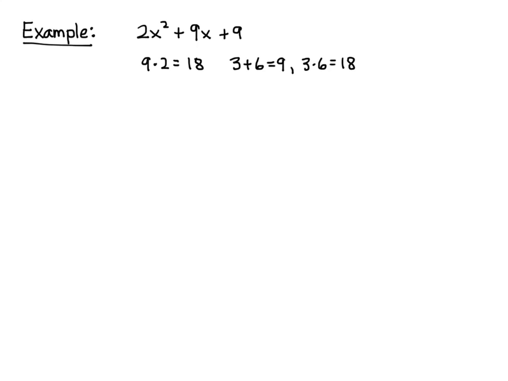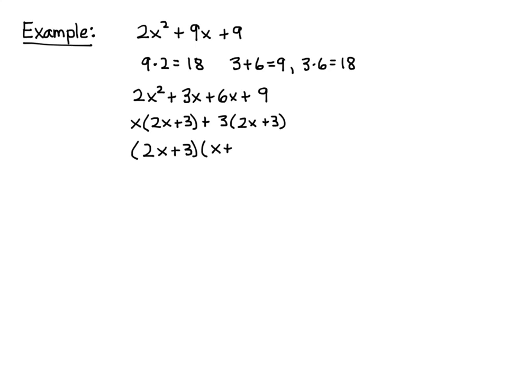I didn't make my table. I just went directly to realizing that the product, 2 times 9, is 18, and I can make both a 9 and an 18 by adding and multiplying those things. So I'm going to rewrite my polynomial to be 2x squared plus 3x plus 6x plus 9, and then factor by grouping. Factor the first 2 terms, second 2 terms, and then you factor out the common term, that 2x plus 3, and you get it factored.